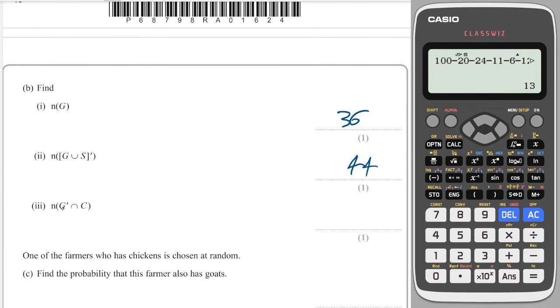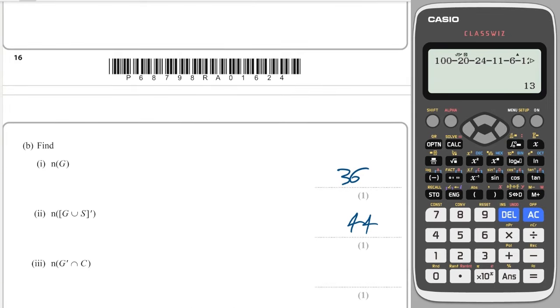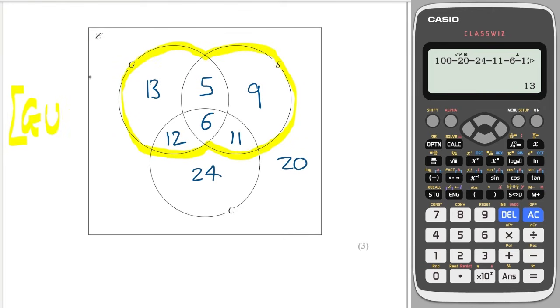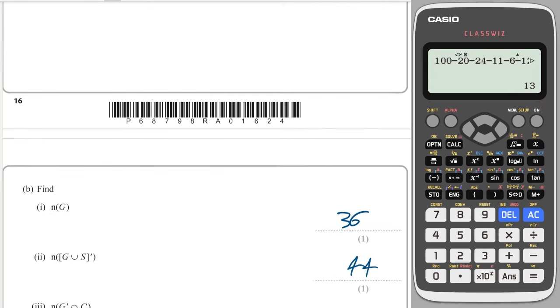And then now we have not goats and chickens. So we want the not goats, and they have to also have chickens as well. So you have to have chickens and you're not allowed to have goats. So therefore you must be in this region here. Those are all the people that have chickens and they definitely don't have goats. And that is a total of 35.